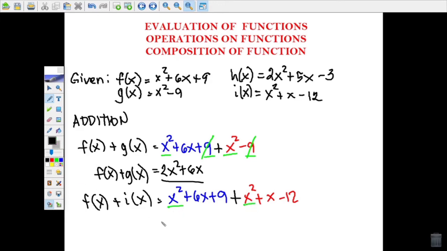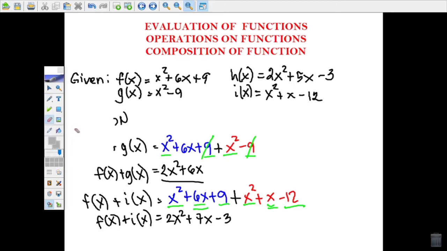Again, we have this, x squared tsaka x squared. So, pag sinimplify mo yan, that is 2x squared. And we also have 6x and x. Pag kinombine mo yan, that would be 7x. Okay, here, meron pa. So, si 9 tsaka si minus 12. So, 9 minus 12 is actually negative 3. So, therefore, the value of f of x plus I of x is this, 2x squared plus 7x minus 3. So, ganun lang tayo mag-addition ng function.